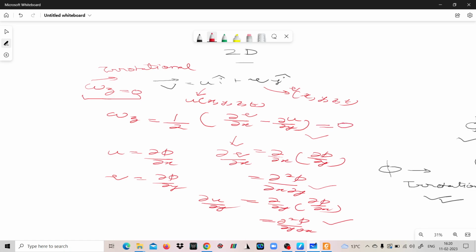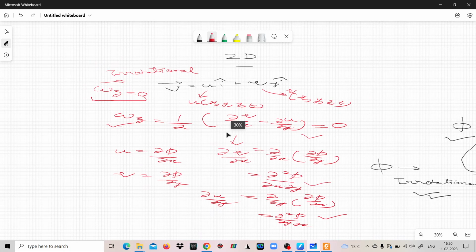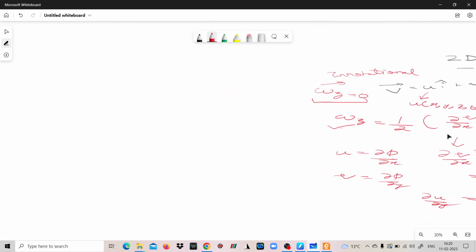So simply, if phi exists for a flow case, then we have seen that the rotational component is equal to 0. What is the conclusion? The conclusion is, if for a flow situation phi exists, then the flow is irrotational. Apart from this, it should also satisfy the Laplace equation.